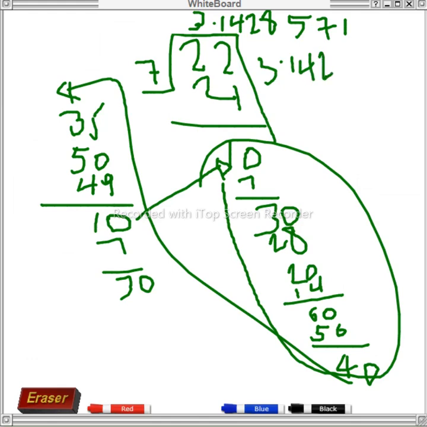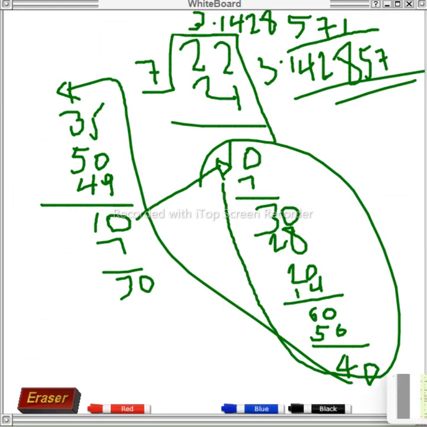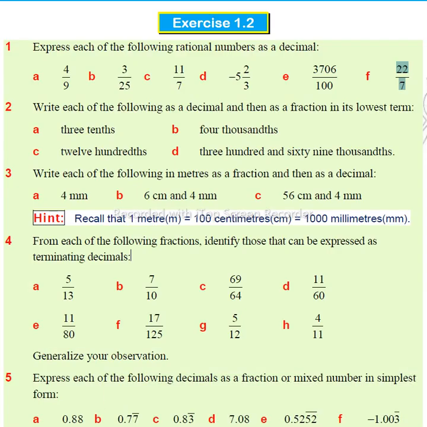3.1428 5 7. This number is repeated, so our answer is this. So this is all about question number 1.